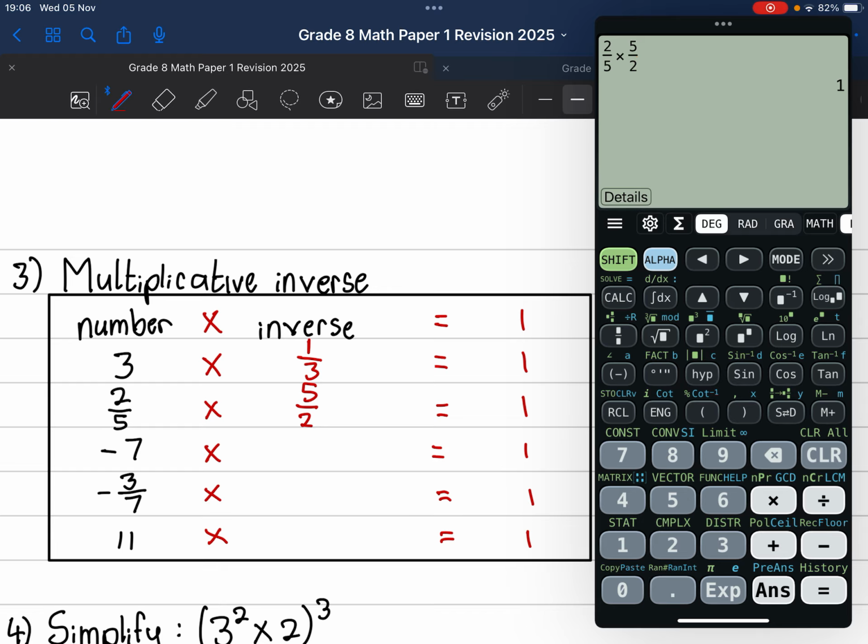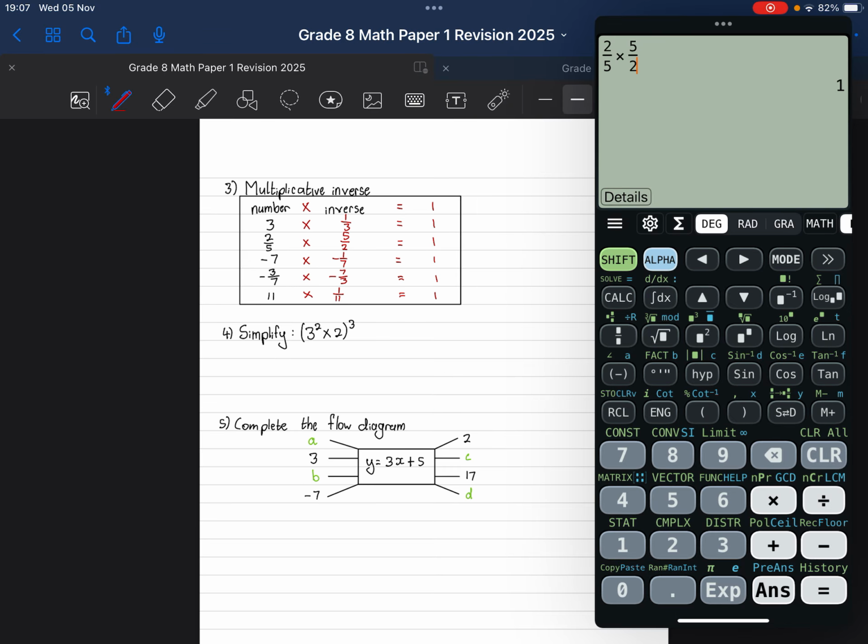So we're noticing that there's no changing of signs happening for the multiplicative inverse. That only happened for our additive inverse, and for our multiplicative inverse all we have is a flipping of a fraction. So negative 7 would become negative 1 over 7. Negative 3 over 7 would become negative 7 over 3. 11 would simply be 1 over 11. Alright.